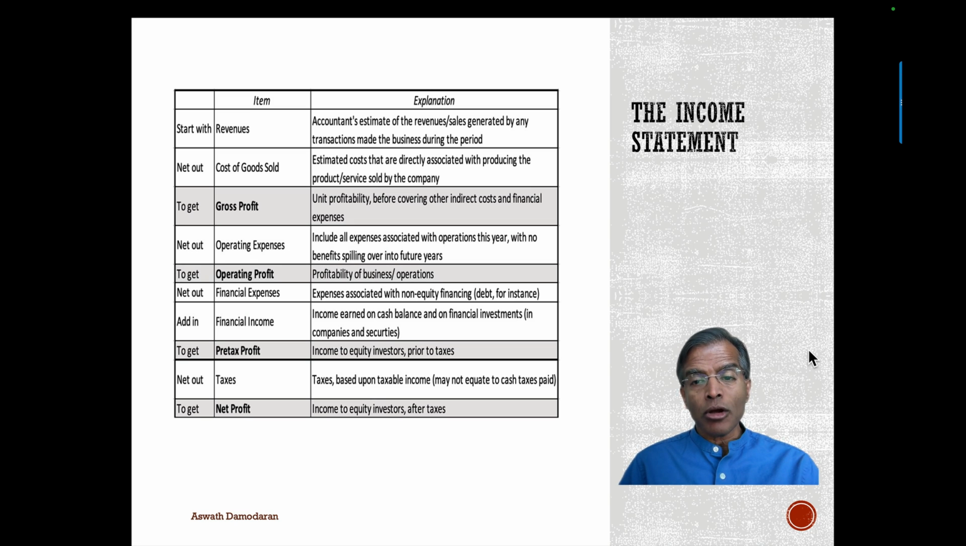Now, these are what are called accrual taxes. These are not the cash taxes you pay. These are the taxes based on your pre-tax income. In fact, if you divide the taxes by that pre-tax profit, you get what's called an effective tax rate, an average tax rate this company paid across all of its income, which brings you to the bottom line, which is net profit. You divide that by the number of shares, you get earnings per share.